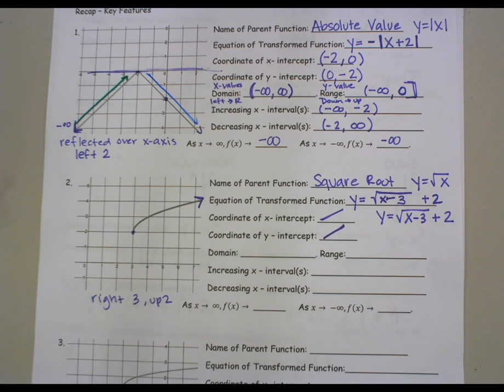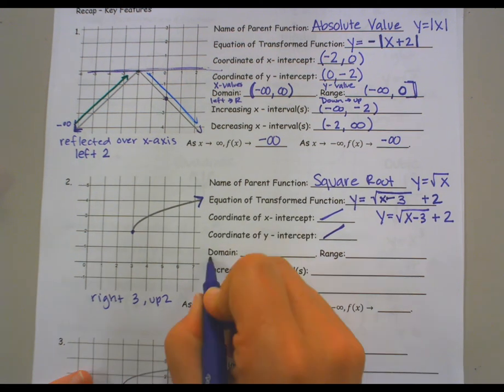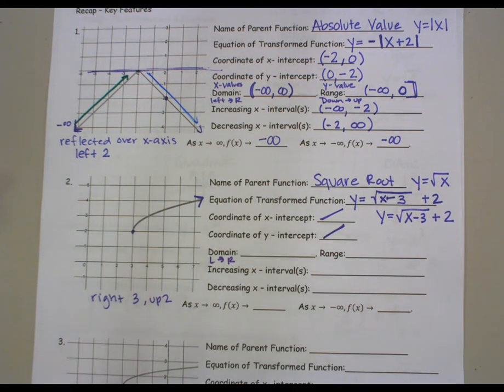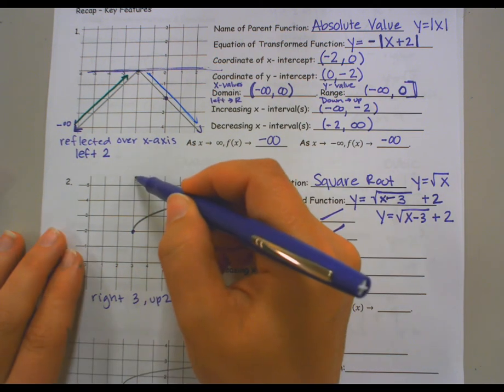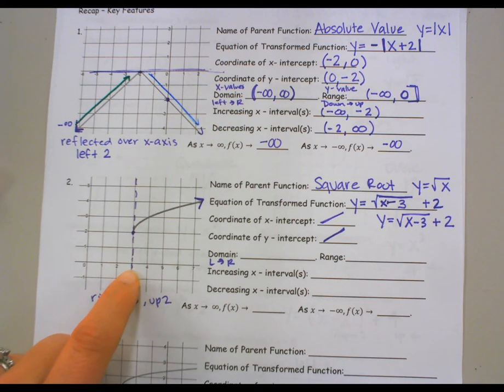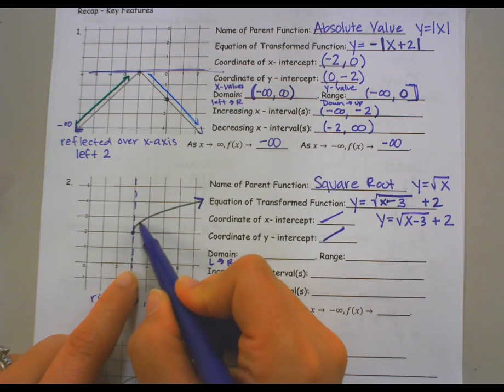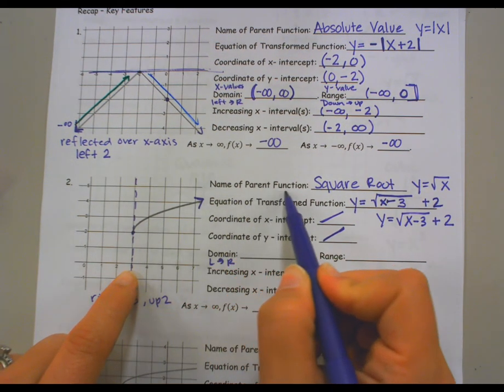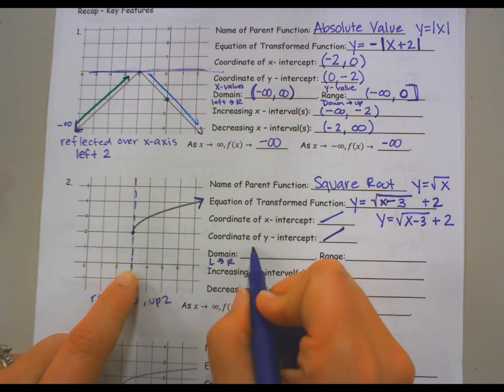So now, when we talk about our domain, we're looking at the x values from left to right that represent this function. So if we look, the first x value that we use is this value here, that 3. This is where my graph starts. And then it's going to keep going to the right forever and ever and ever. So it starts at 3.